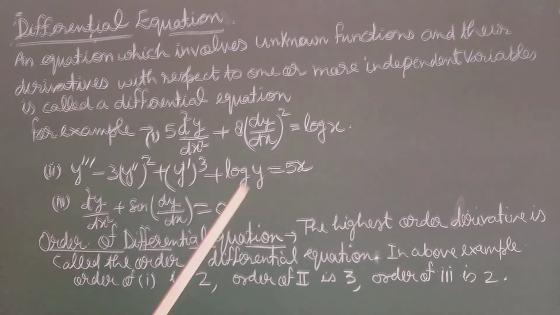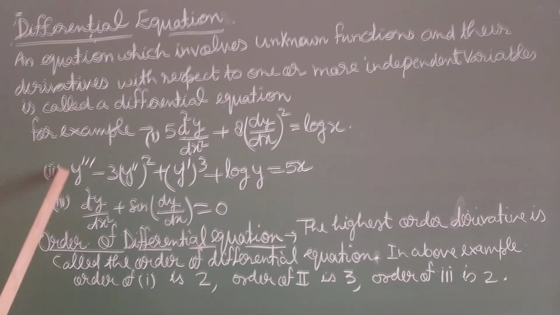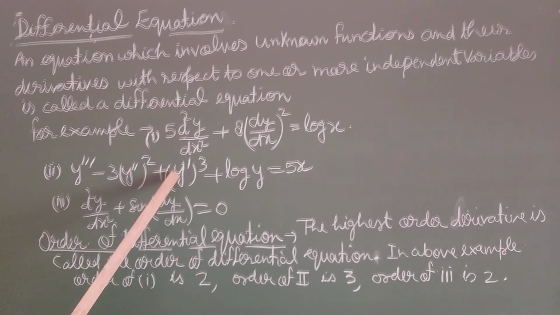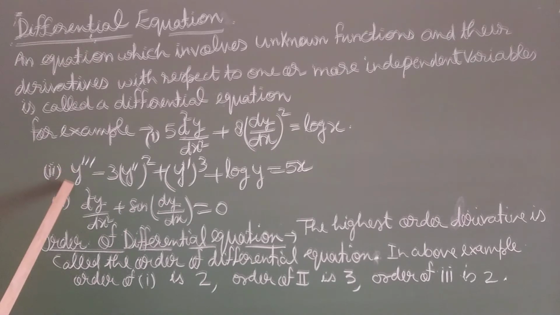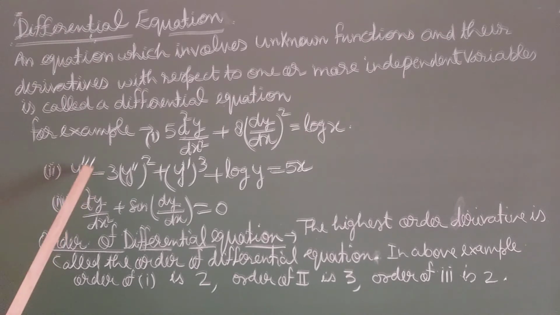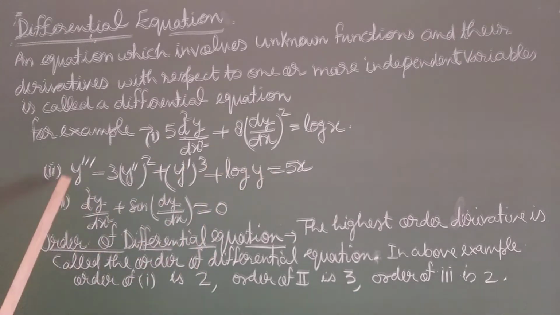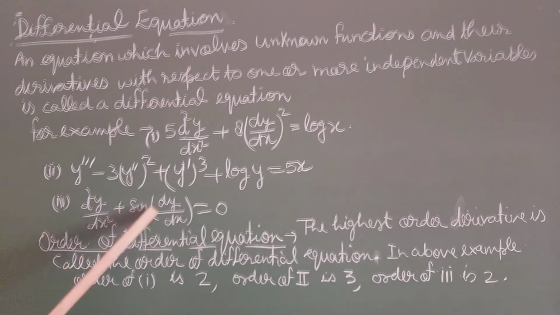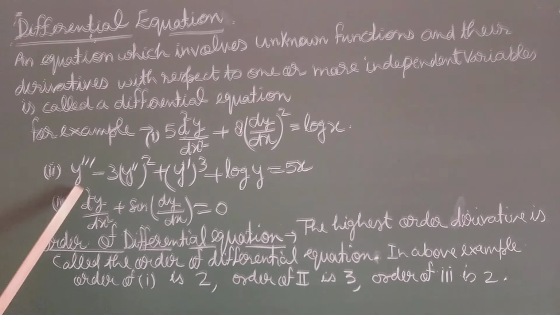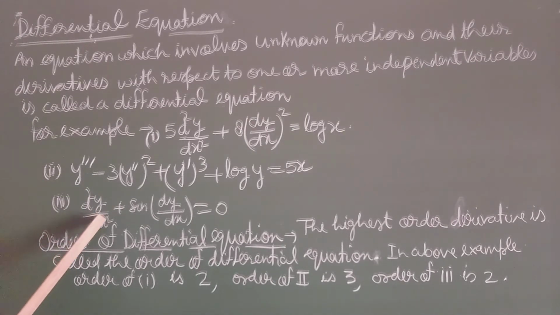Now come to the second example. It has a third order derivative, second order, first order. So we can see here the highest derivative is third order, correct? So the order of the second equation is 3. Now the order of the third: the highest derivative is second order. It has a first order derivative and a second order derivative, the highest is second order, that's why its order will be 2.